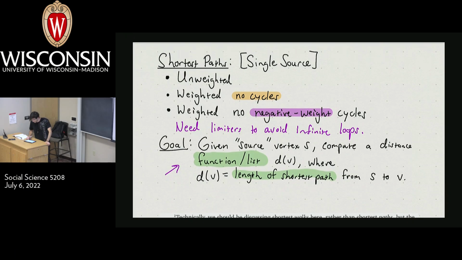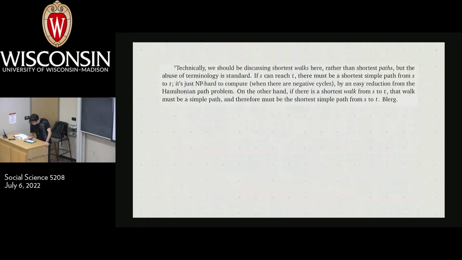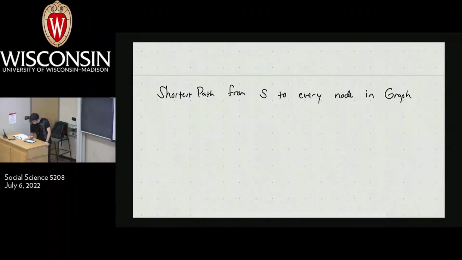Now you're probably wondering, why do we need all these shortest paths? The answer is because to compute the shortest path from S to any specific T, it's actually necessary to compute all of them. So actually solving the more general problem is useful for solving the easier problem, which is a general pattern in algorithms. Okay, so that's what we want to solve.